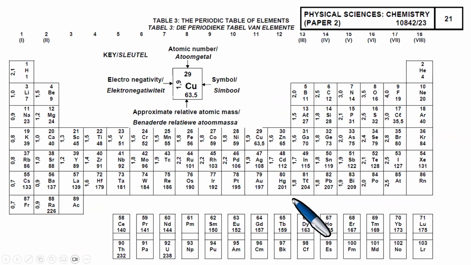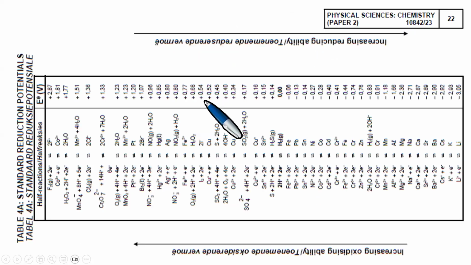Okay, so this is the periodic table, and we're interested in finding the molar mass of copper. Right, what is the molar mass of copper? It is 63.5 grams per mole.